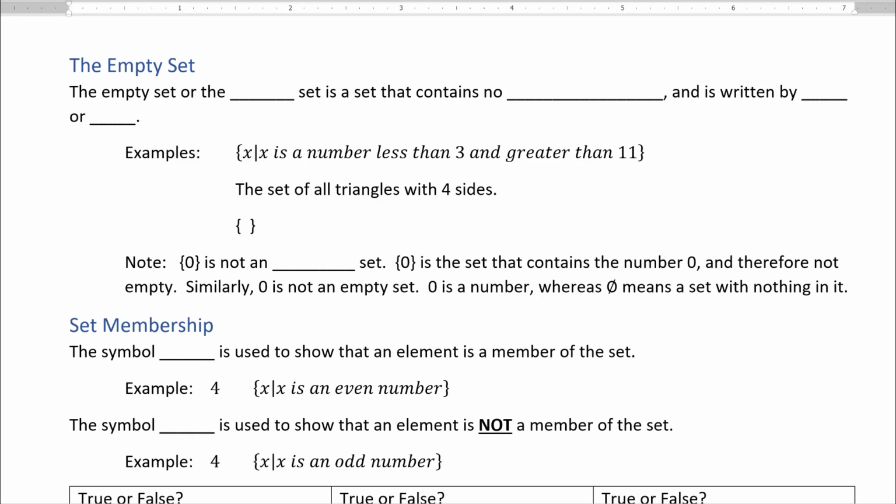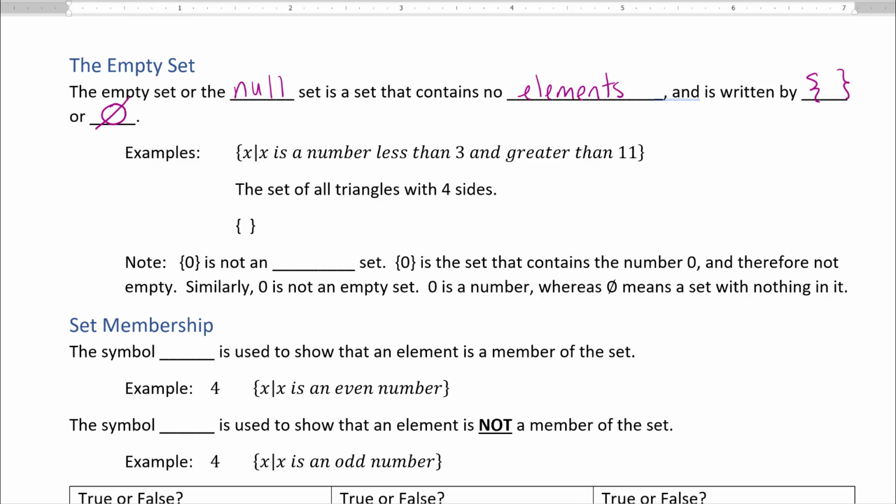Next, we're going to talk about the empty set. The empty set, or sometimes called the null set, is a set that contains no elements. And it is written either like the braces with nothing inside, which clearly is the empty set because there's nothing in there, or this circle with a line through it, which means empty set. It does not mean zero. It means the empty set or null set.